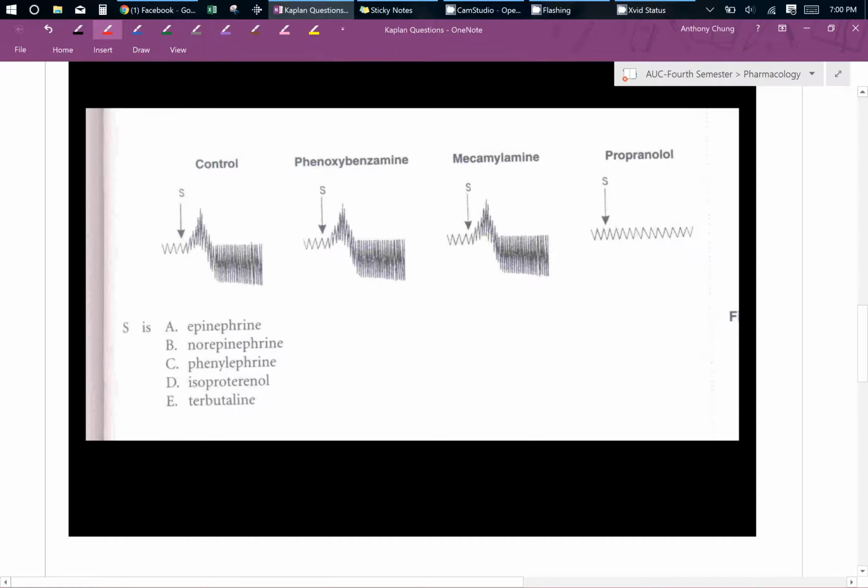All right, here's the third one. Once again, phenoxybenzamine, alpha blocker, non-specific. Mecamylamine, ganglion blocker. Propranolol is a beta blocker, non-specific. So we have epinephrine, which is going to be alpha 1, beta 1, beta 2. Norepinephrine is going to be alpha 1, beta 1. Phenylephrine is alpha 1. Isoproterenol is beta 1, beta 2. And then finally you have terbutaline, which is going to be beta 2.